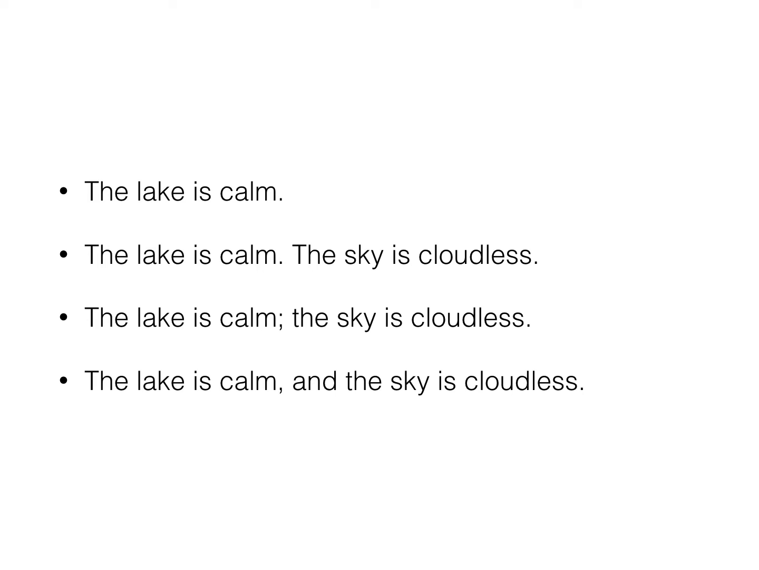We can connect these two ideas with a semicolon, and we'll be talking more about semicolons later, but here's a little introduction to them. So we can say the lake is calm, semicolon, the sky is cloudless, period. Still kind of choppy, not as flowing as I'd like it to be. So what if we put these ideas together with a coordinating conjunction? The lake is calm, comma, and the sky is cloudless. I like that better. That's probably what I'd do.